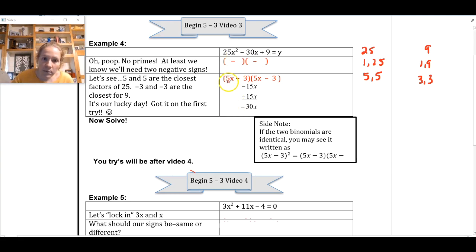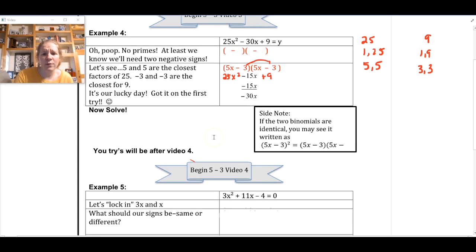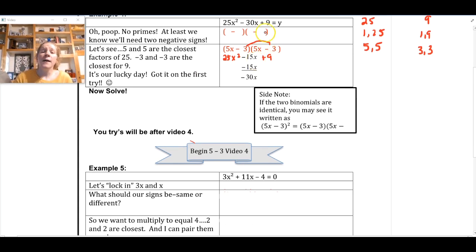So when I multiply this out, 5x times 5x gets me the 25x squared that I wanted. 5x times negative 3 is negative 15x. Negative 3 times 5x is that other negative 15x. And negative 3 times negative 3 is positive 9. Well, 25x squared minus 30x plus 9. I'm done. We got it on the first try. We don't have to work anymore.